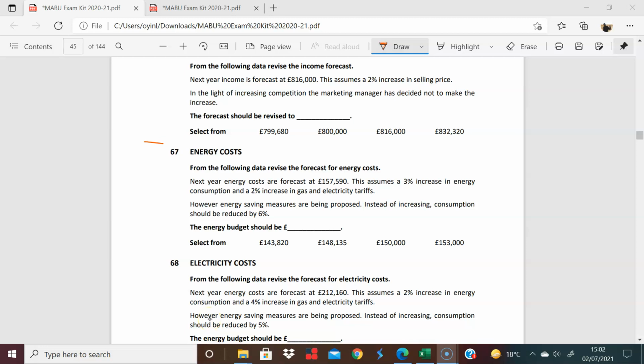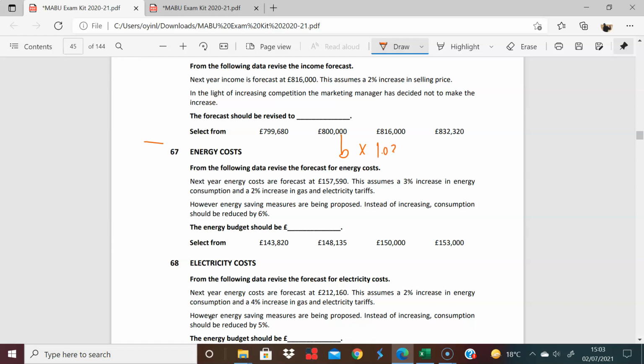Okay, great stuff. So let's look at this one on energy costs. So what we have here, it says that next year energy costs are forecast to be 157,590. So first of all, it says this assumes a 3% increase in energy consumption and a 2% increase in gas. So what we had here was we started off, we were going to increase our consumption by 3%.